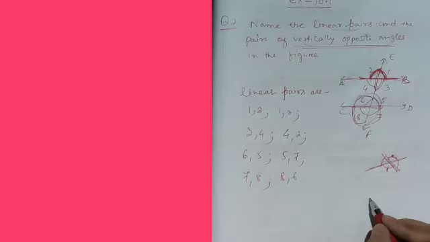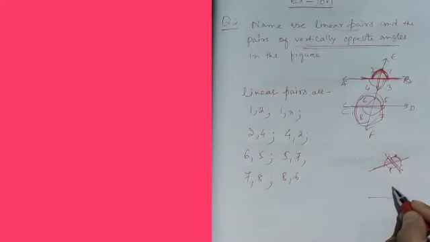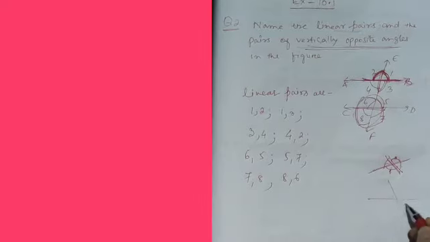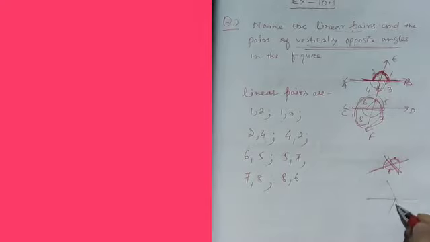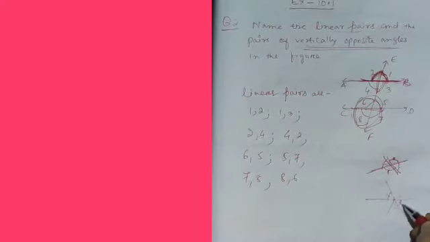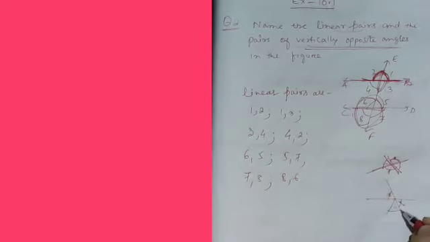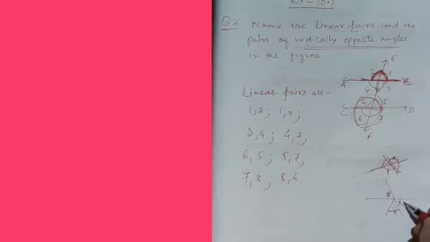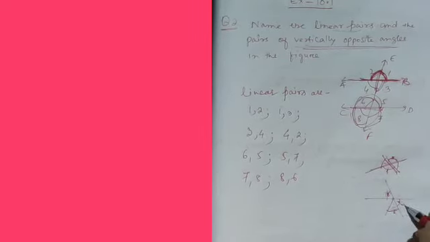Whereas if the case is like this, these two angles are vertically opposite, but if it is coming like that, then these two angles are not vertically opposite, my dear students. Only these two angles are vertically opposite, whereas this angle and this angle are not, because these two angles are not formed by the intersection of two lines. So these two are not vertical, whereas these two are vertically opposite angles. I hope it is clear.